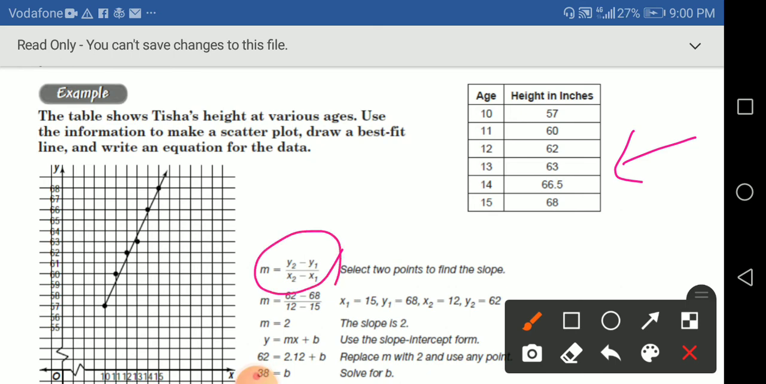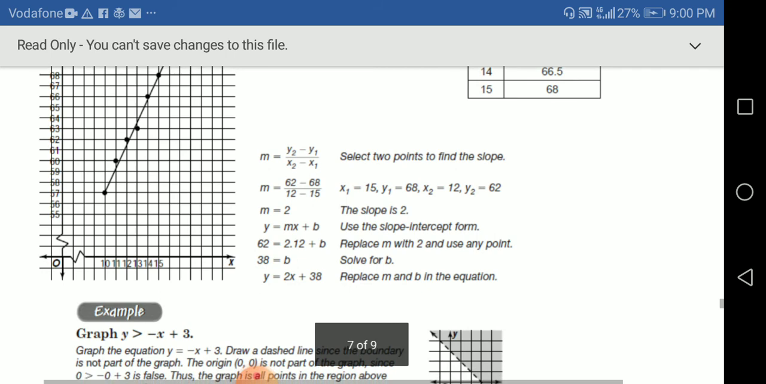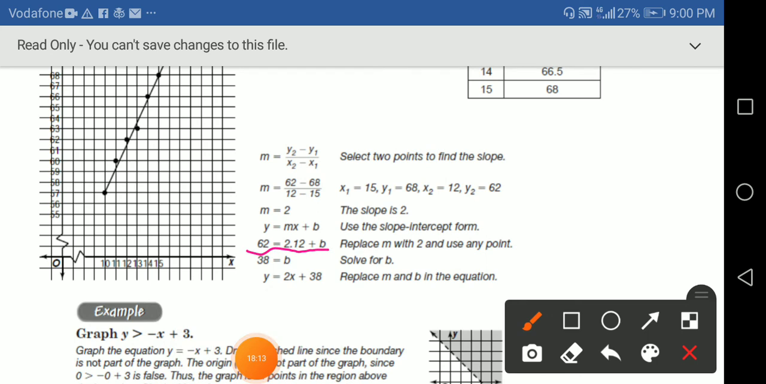The slope here is y sub 2 minus y sub 1, all over x sub 2 minus x sub 1. So I will choose two points. I choose 62 and 68, so I'm going with 68 and 15, 62 and 12. Then I found the slope. After finding the slope, I will substitute with the 62 values, get b and write it down.